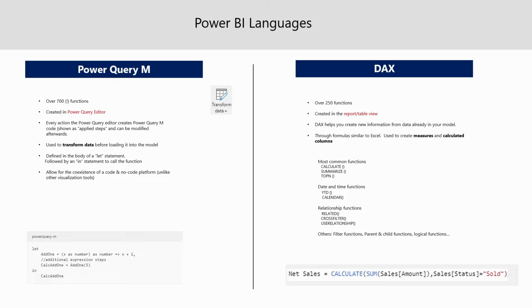DAX, on the other hand, has over 250 functions and it's created in the report or the table view. DAX helps you create new information from data already in your model. It's kind of similar to Excel and we use it to create measures and calculated columns. Some common functions include CALCULATE, SUMMARIZE, year-to-date, or RELATED. Below is also an example of a typical DAX function, CALCULATE, where we look at the amount of sold items.